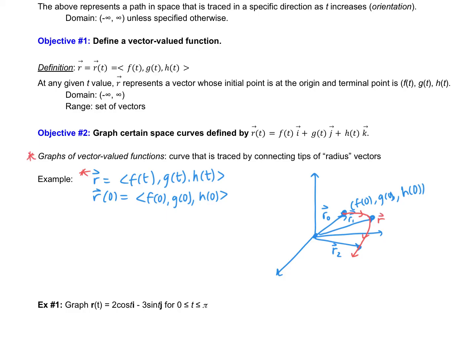So that's what this point says. The graphs of these vector valued functions really just contain the curve that's traced by connecting the tips of the vectors. So we don't care about the individual vectors themselves, we care about where they end. And we can graph these in 2 and 3 space. We're going to look at some examples of both.